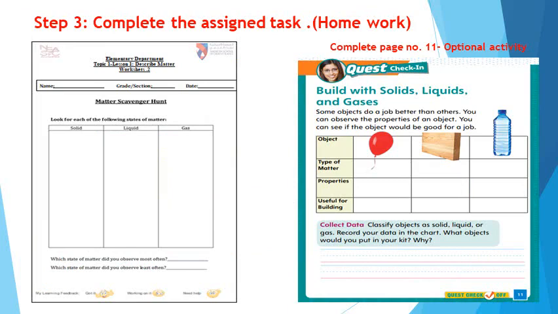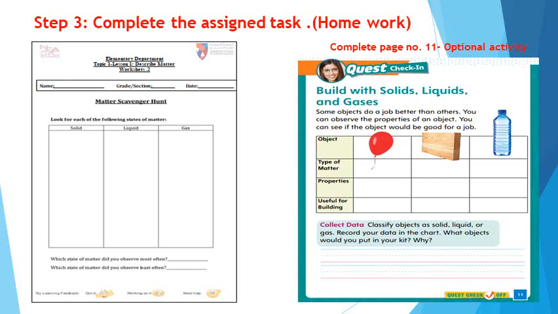In step 3, we're going to complete the assigned task. This is our homework and it's kind of exploring, so it's very interesting. We're going to look for each of the following states of matter. So we need to find things that are solid, liquid, or gas. And then you're going to tell us which state of matter did you observe most often, which one was more, and which state of matter did you observe least often, so which one you find least.